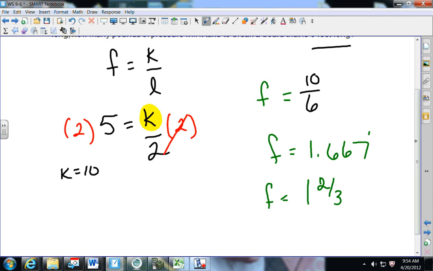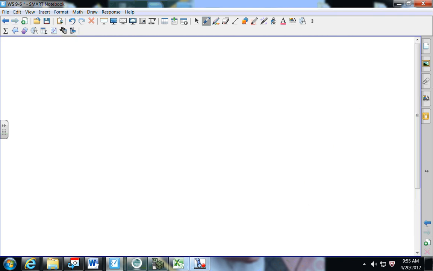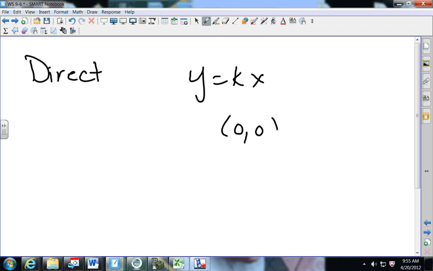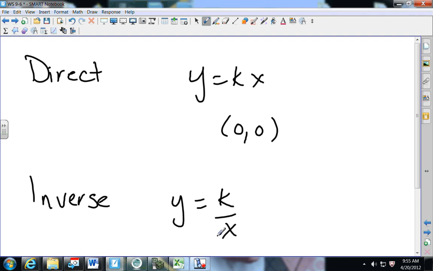Remember that when we are talking about direct variation, basically we have y equals kx because the y-intercept is 0. It's proportional. It goes through 0, 0. Inversely, the inverse is y equals k over x. It's being divided.